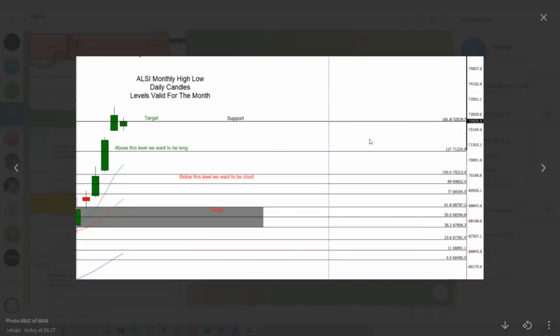On the Aussie monthly high low, currently above all the levels, so we need to wait for a moving average crossover, 8 crosses 21 to the downside before we can look for any more indications.